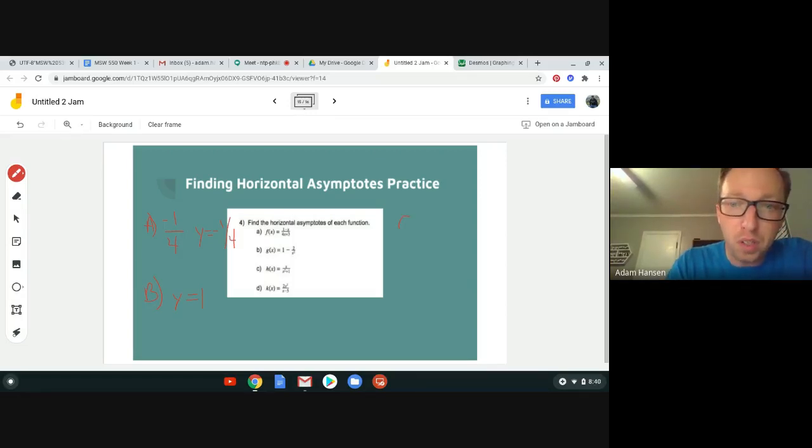For part C, now I have x divided by x squared plus 1. As x gets larger and larger and larger, what gets bigger faster? We'll have a linear function and a quadratic function. Since the quadratic function gets bigger faster and it's in the denominator, I'm going to be dividing by a larger and larger and larger number. When that happens, I get smaller and smaller and smaller, and eventually I'll have a horizontal asymptote at y equals 0.